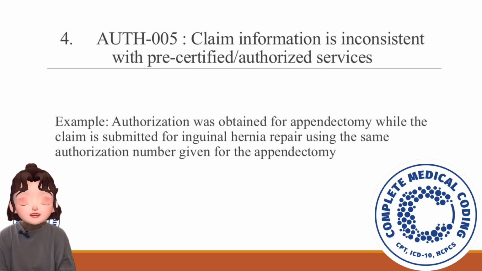Hope you understood. So this means, for example, we are requesting a service for authorization, for prior approval, for appendectomy, and they have given the approval for appendectomy. But what we have billed is not appendectomy. Instead of that, we are billing something else. For example, inguinal hernia we are billing, but we are putting the same pre-authorization code as appendectomy. Then it will get rejected.